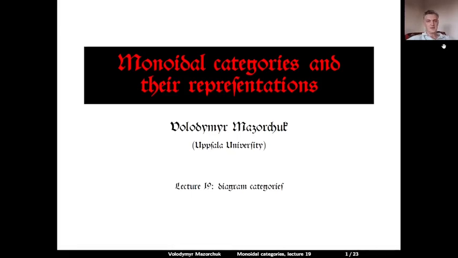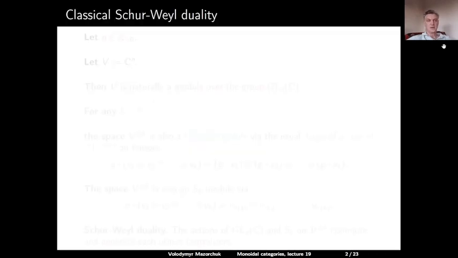Monoidal categories and their representations, Lecture 19, Diagram Categories. We start by recalling the classical Schur-Weyl duality.